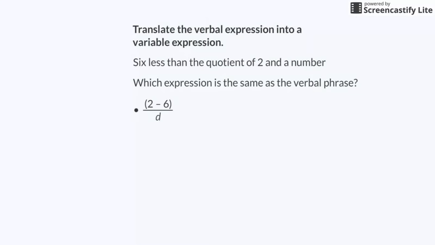2 minus 6 over d? 2 over d minus 6? 2d minus 6? Or 2 over d minus 6? Yes, 2 over d minus 6 is the expression that means the same thing as 6 less than the quotient of 2 and a number.